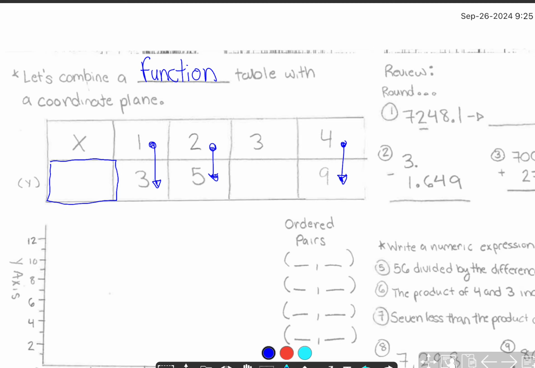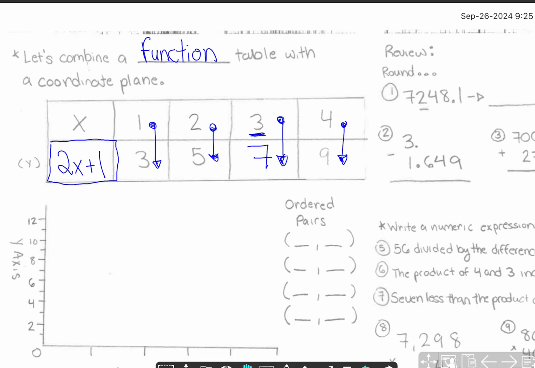Okay, now that you're back, that means you must have figured out the rule, or you couldn't figure it out, which is okay. I'll go ahead and give you a little bit of a cheat sheet and say that my x is going to have to get multiplied by 2, and then I'm going to have to add the number 1. Because 1 times 2 is 2, 2 plus 1 is 3. 2 times 2 is 4, 4 plus 1 is 5. 3 times 2 is 6, 6 plus 1 is 7. And 4 times 2 is 8, 8 plus 1 is 9.